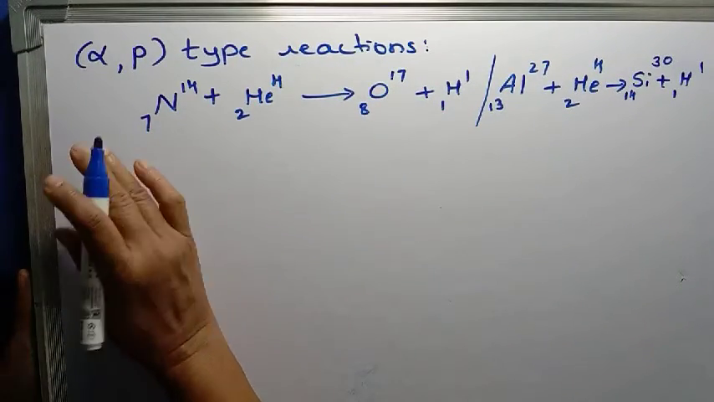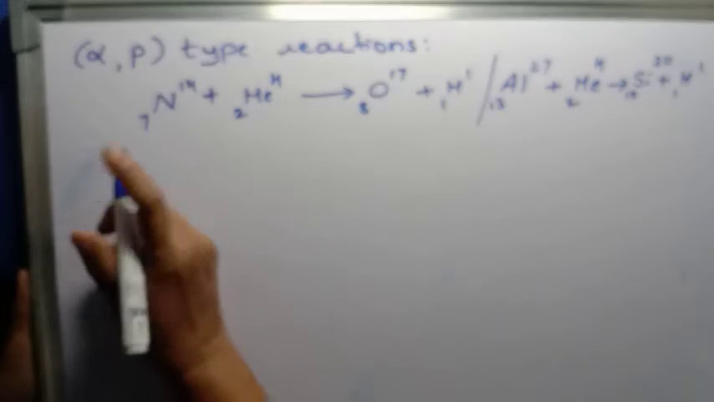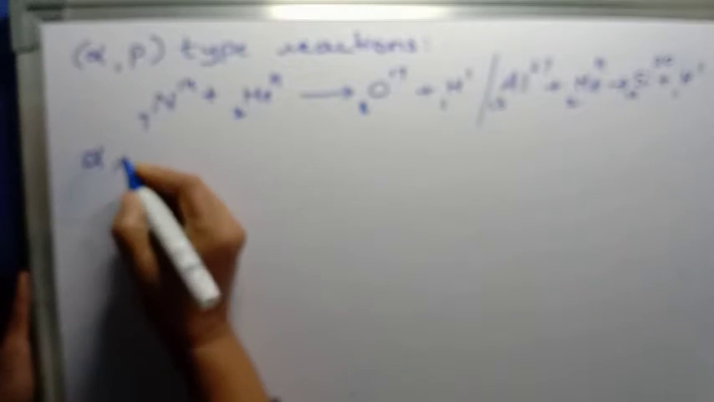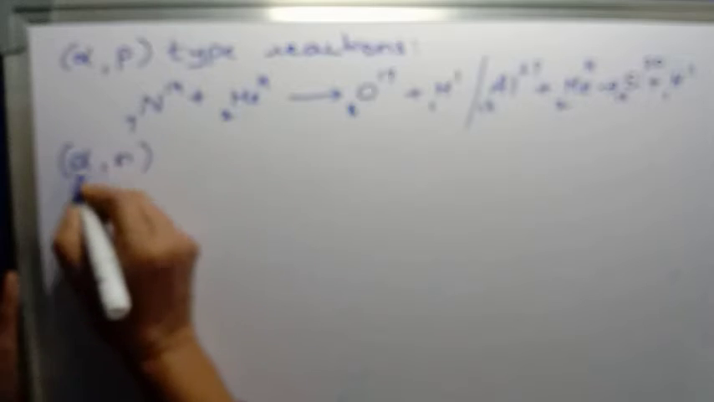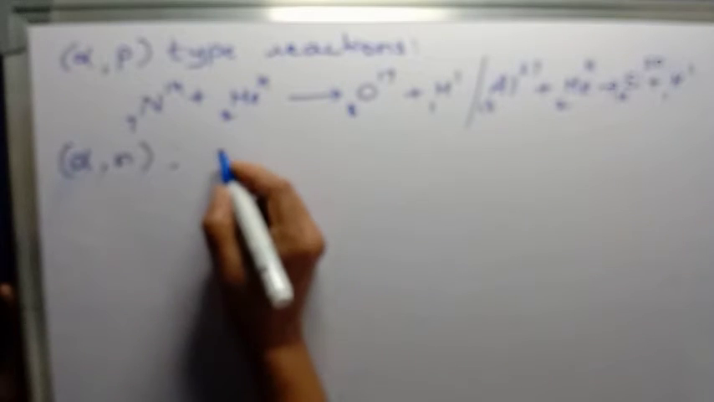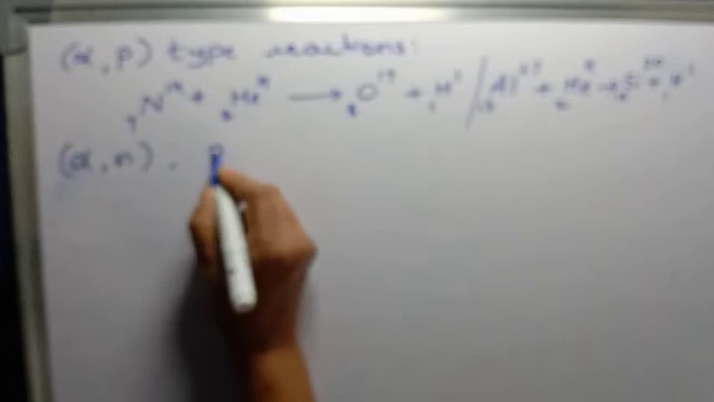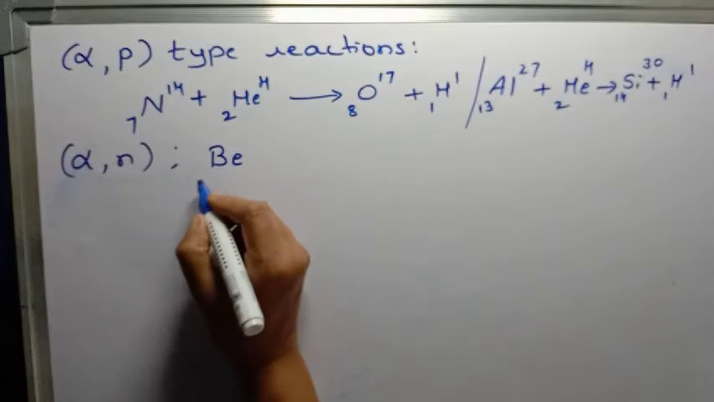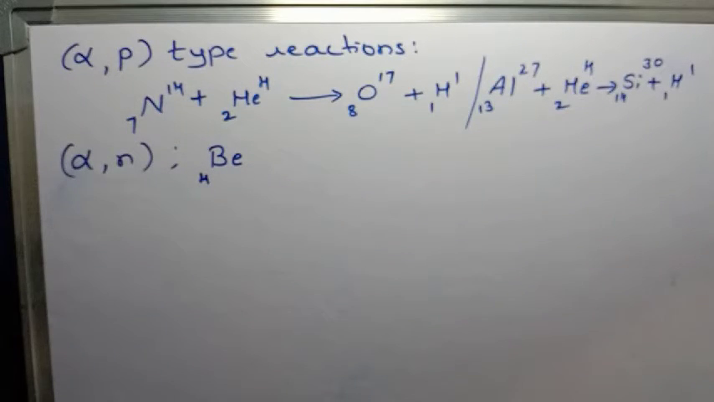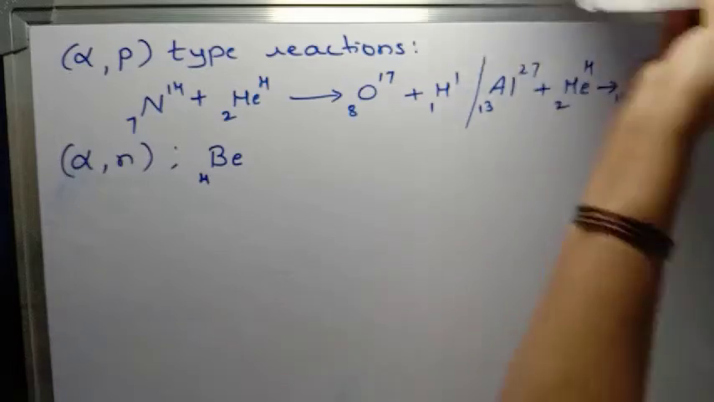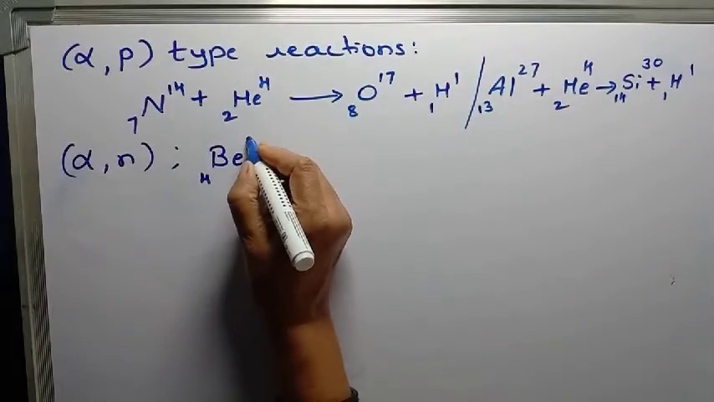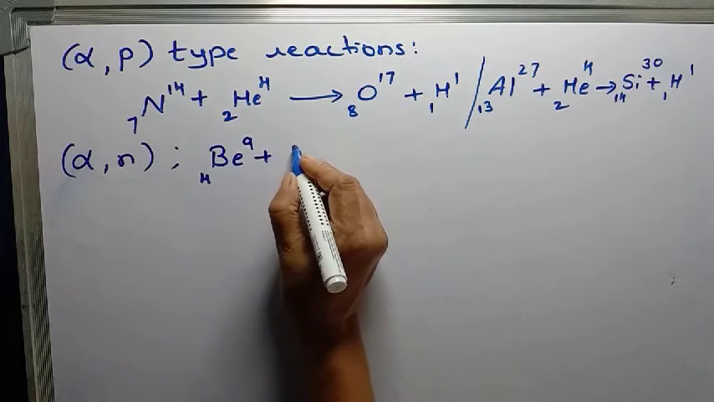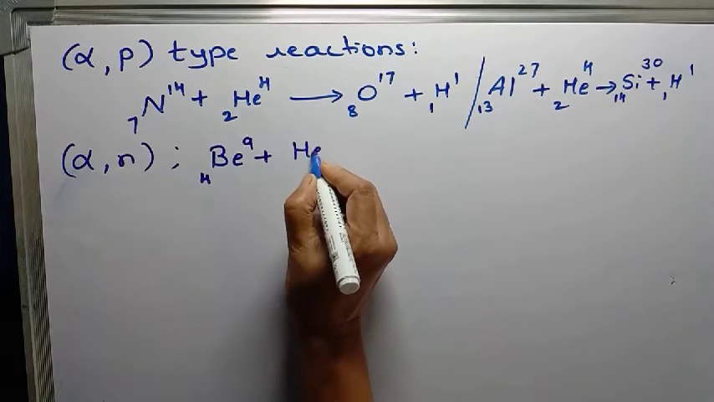So we'll take the alpha neutron reaction. So neutron type of reactions. So here we can give the example beryllium, when it is bombarded with, say, alpha particle.